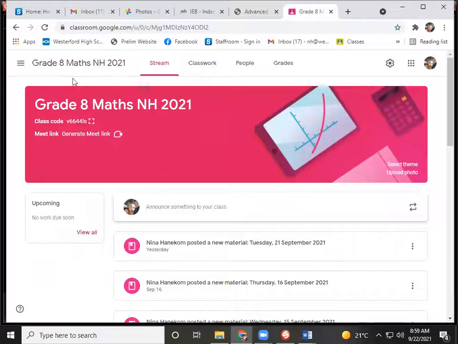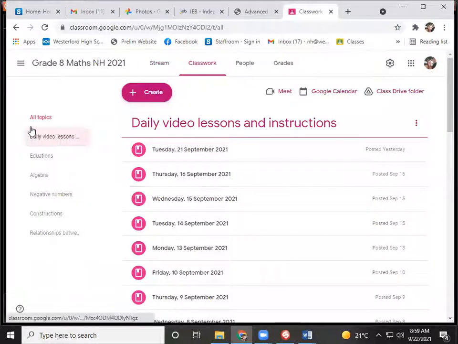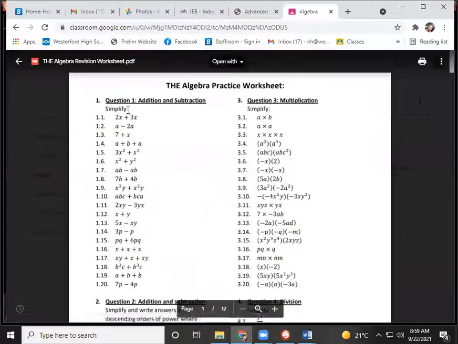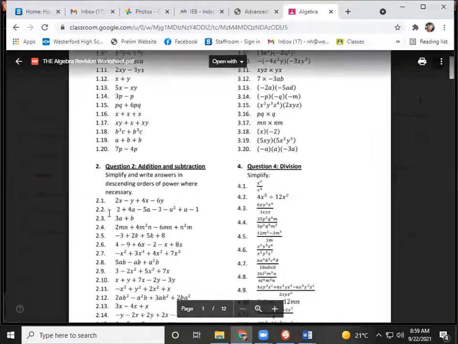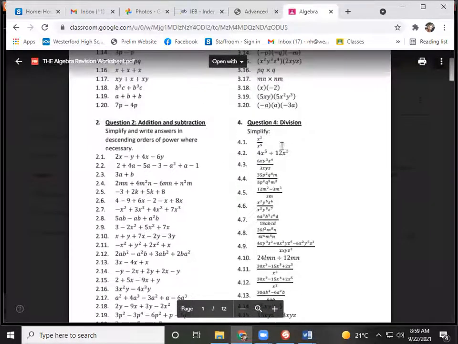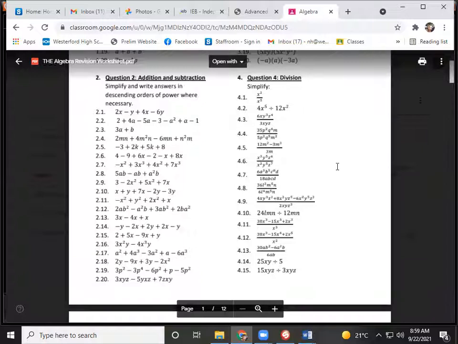Okay, guys, if this is your maths Google Classroom, right? The N8 one. If you go to classwork, you'll have to go on the topics here on the side. You'll have to click on algebra. And then it's the only thing that's there. Okay, the algebra revision worksheet. If you click on that, you see what I'm talking about. Question 1 is addition and subtraction. You're not doing that. Question 2, we might come back to that later on, but not now. Question 3, you're also not doing. Question 4 is the division one.